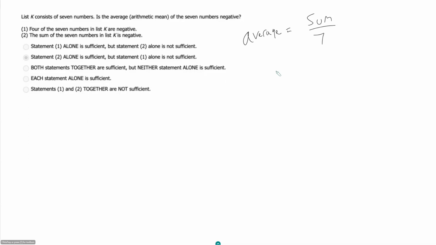And so like so many questions about mean or average, a lot of times when they're asking you about the average, they are really asking you about the sum. So in this case, if we know we got some number over a positive number, and that is equal to a negative because our average is negative, well, that means our sum has to be negative as well, because the only way to get a negative is either a negative over a positive or a positive over a negative. So if we know our denominator is positive, our sum has to have the opposite sign. So this is just saying, is our sum negative?